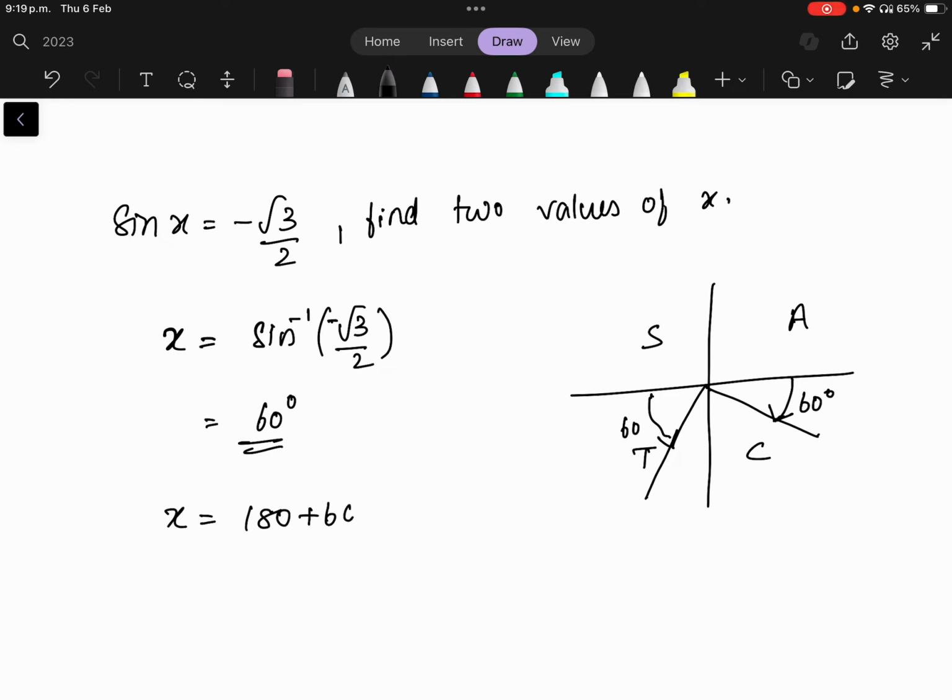180 plus 60. Okay, why do we take 180 here? Because it's the angle from here. Okay, it's not the full angle. It's 180 plus 60, and in the fourth quadrant it will be 360 minus 60, because it is the positive x-axis that you need to take. So this will be 240, or this will be 300. So this is how we find the values.